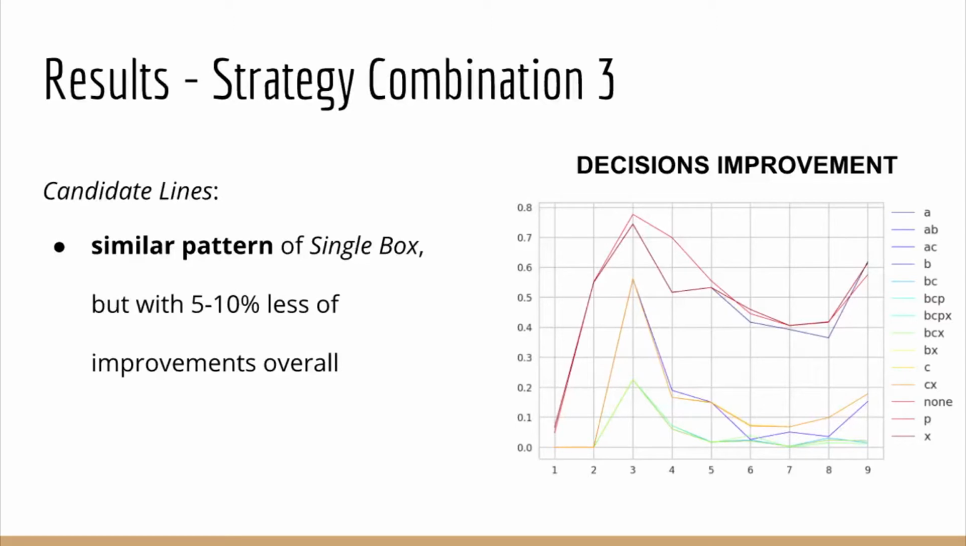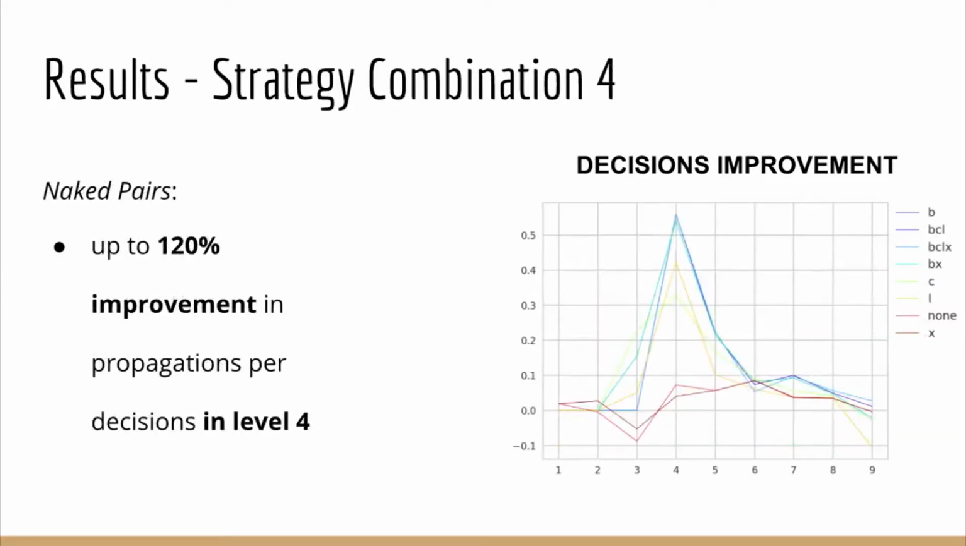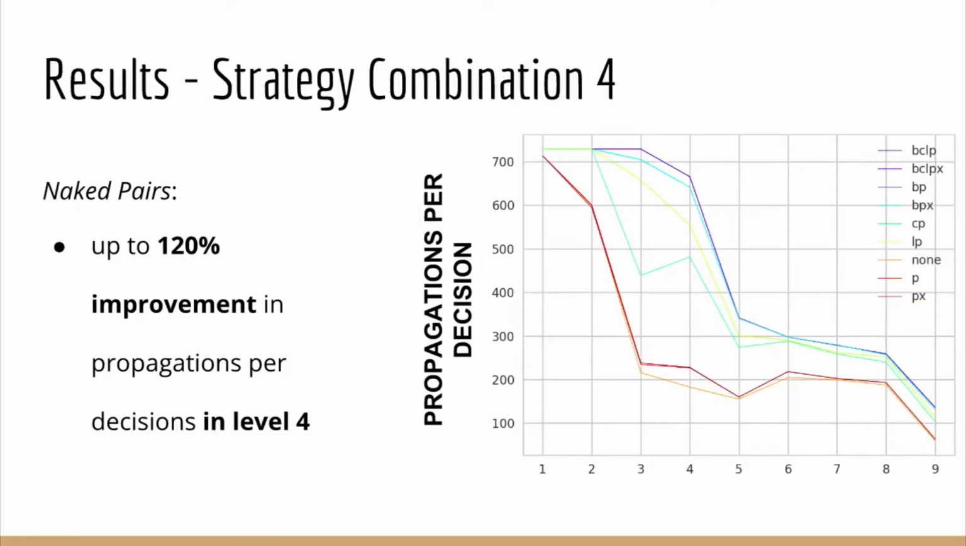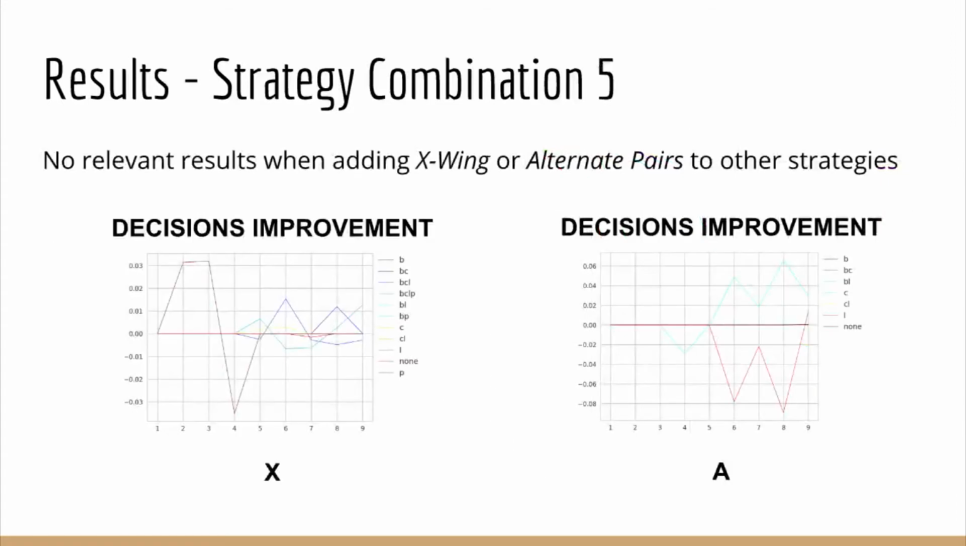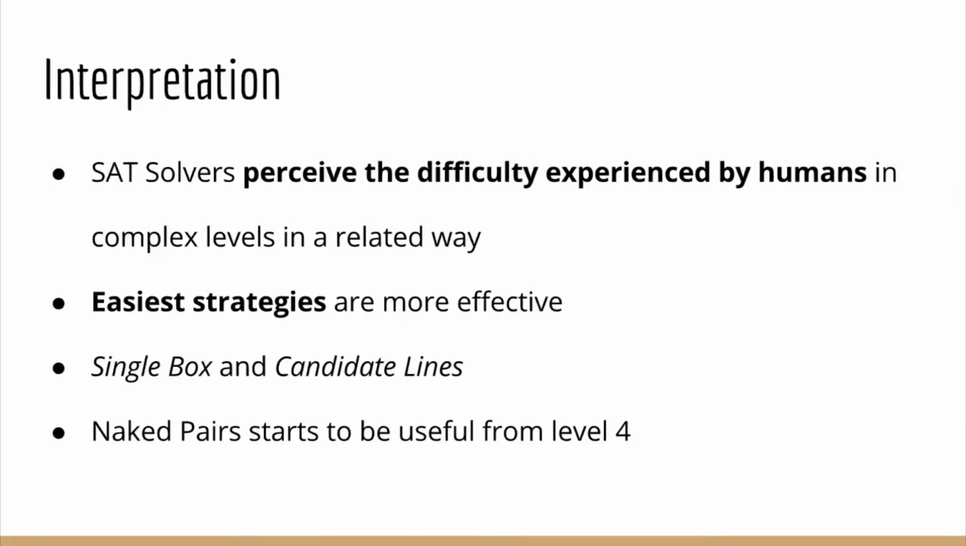Using candidate lines results in a similar pattern to the one of single box, with best improvements for level 2 to 5 and also on the most difficult Sudokus. A remarkable effect caused by employing naked pairs can be seen in the 120% improvement in propagations per decision in level 4. This behavior is confirmed in the graph of propagations per decision, where all the combinations including naked pairs reach top results. X-wing and alternate pairs do not provide any meaningful result. The fluctuations in graphs may be explained as experiment noise.